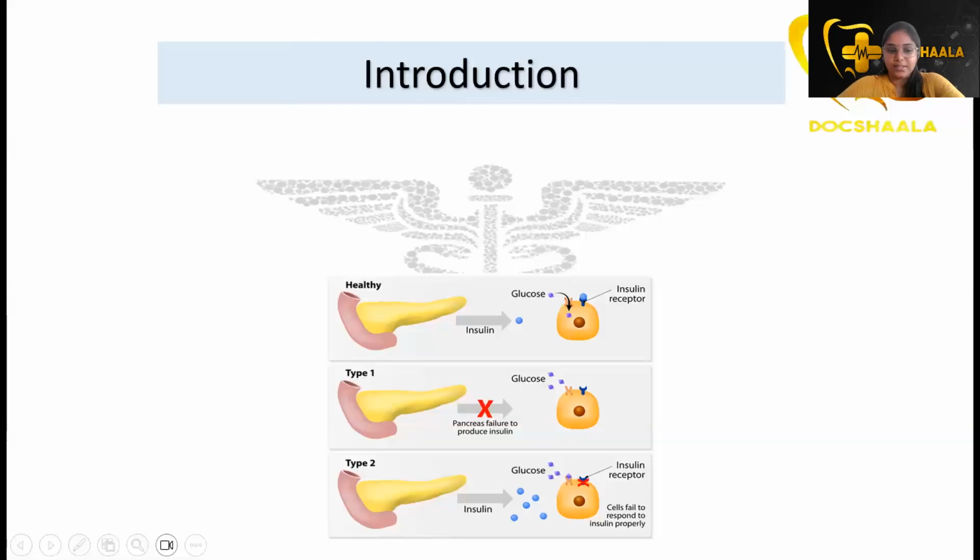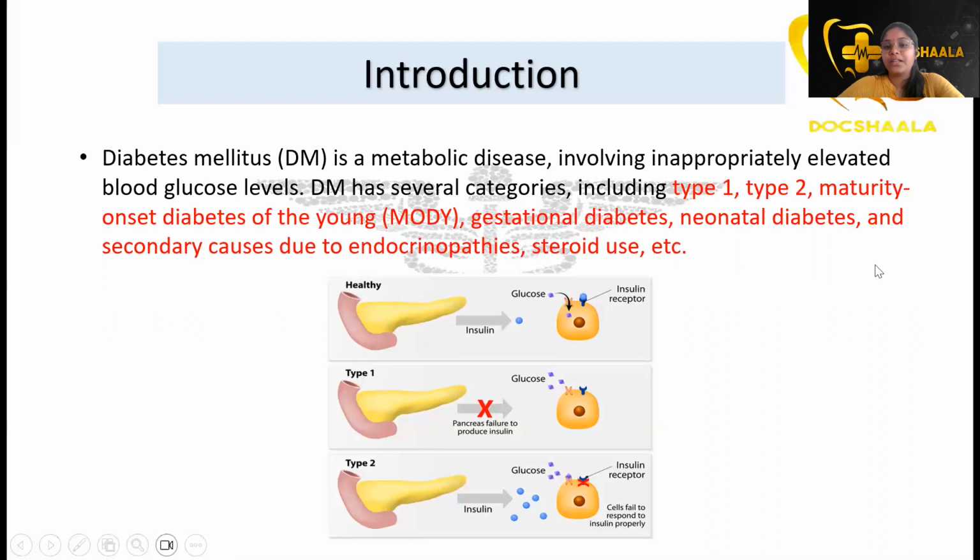So diabetes mellitus is a metabolic disease involving inappropriately elevated blood glucose levels. It has several categories such as type 1 diabetes, type 2 diabetes, maturity onset diabetes of the young, which is MODY, gestational diabetes, neonatal diabetes, and also secondary causes such as endocrinopathies like thyroid disorders, and steroid use, long-term steroid use, etc. can also lead to diabetes mellitus.